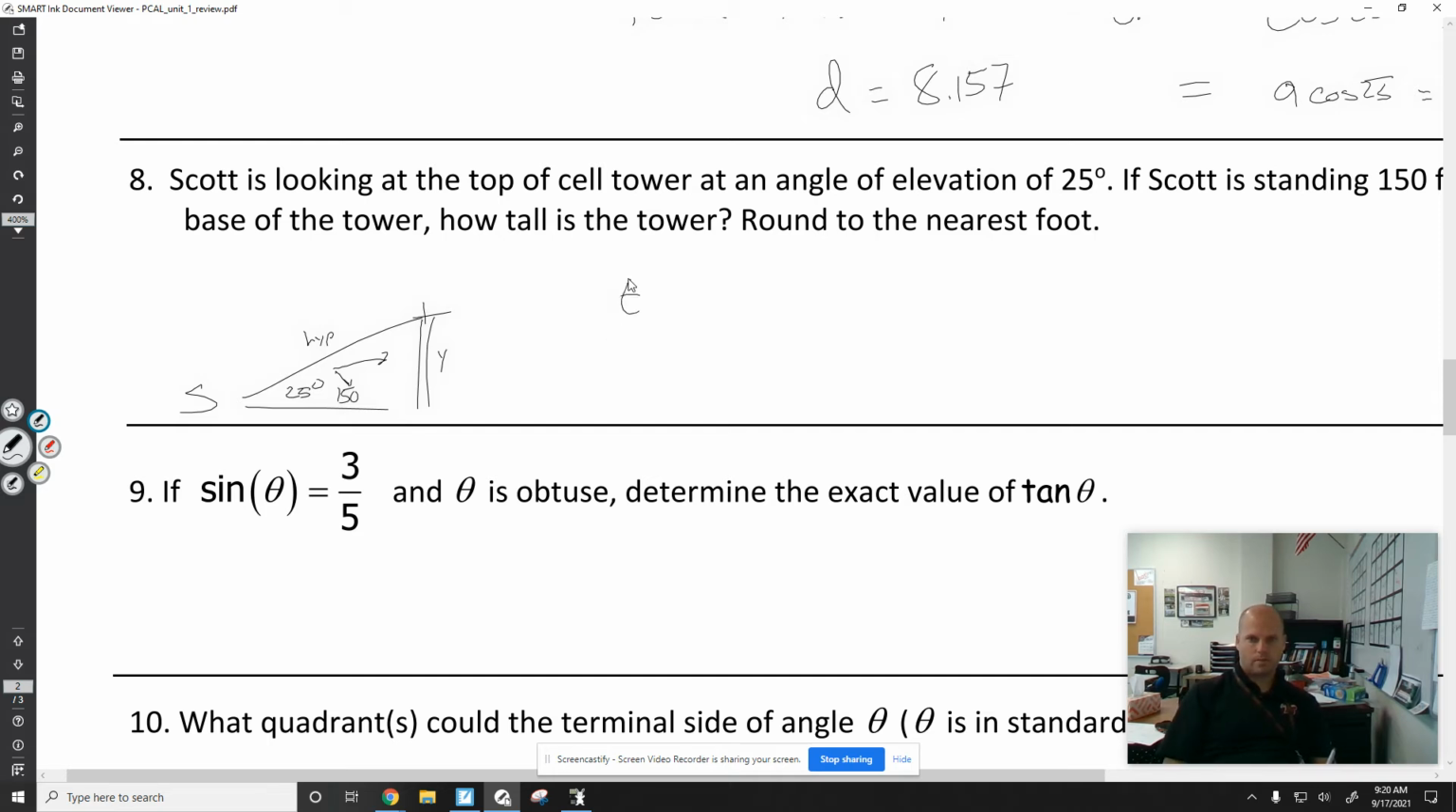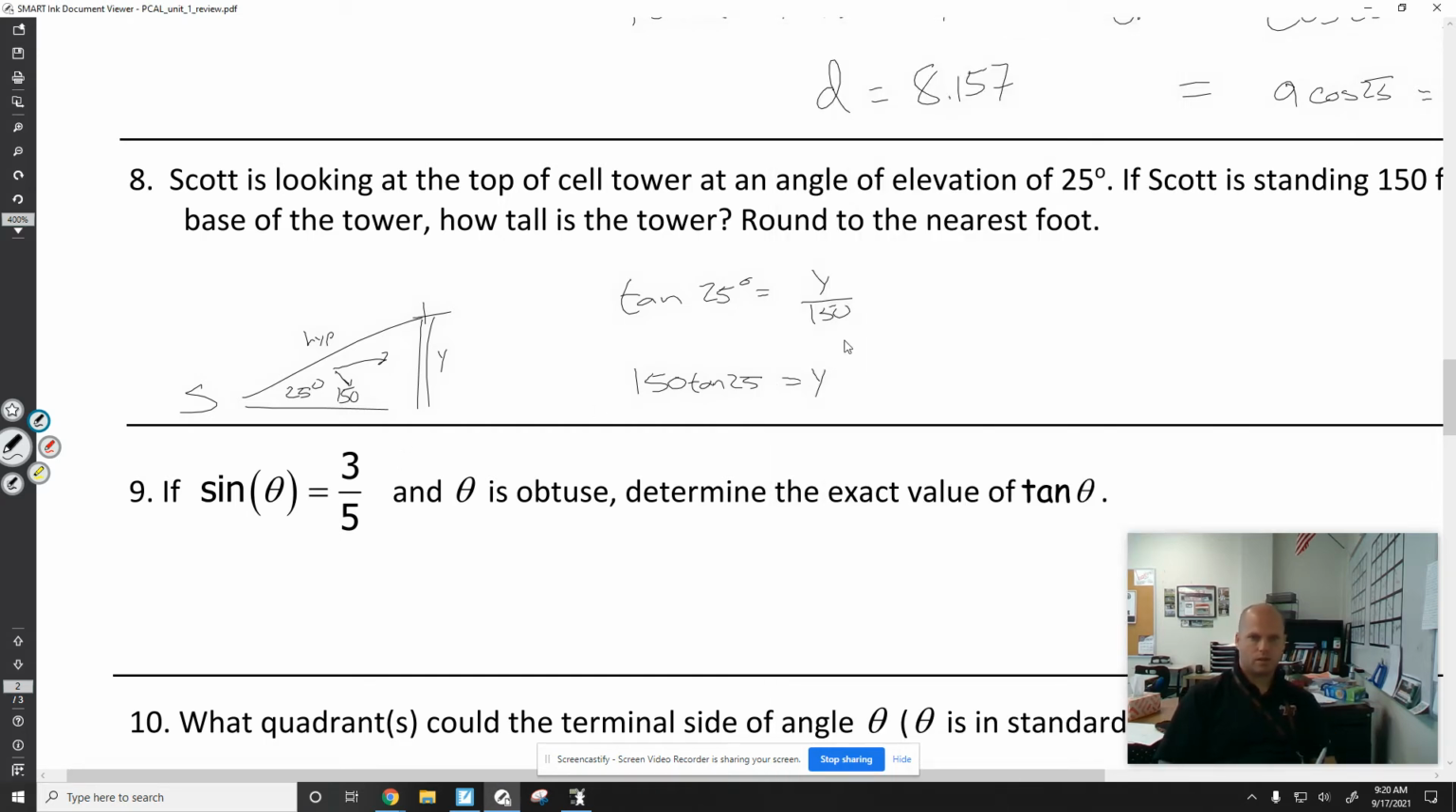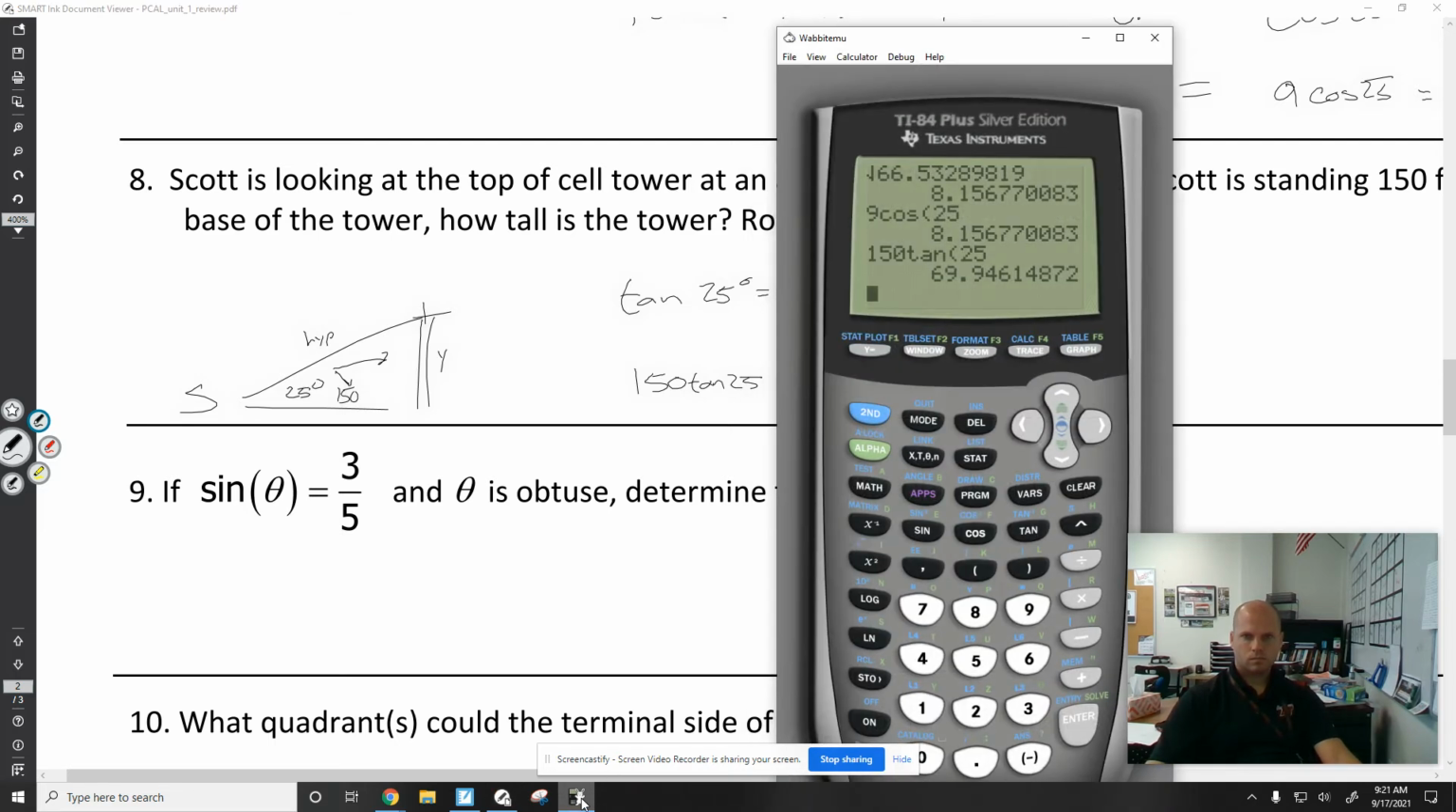We're going to use trigonometry again. Tangent of my angle equals opposite over adjacent. I'll solve for y by multiplying both sides by 150. 150 tangent 25. 69.946 would be this length.